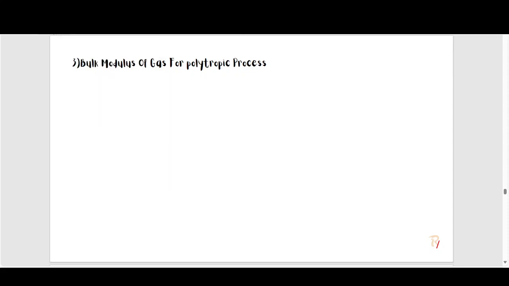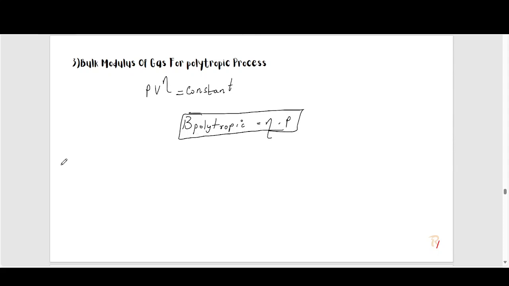Moving on to the polytropic process, we get PV to the power of eta equals a constant. Therefore, for polytropic, B gives eta into P. Therefore, let me write all here once.